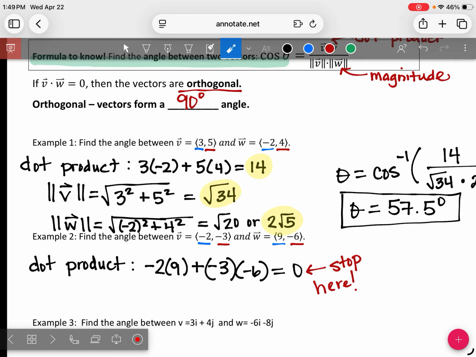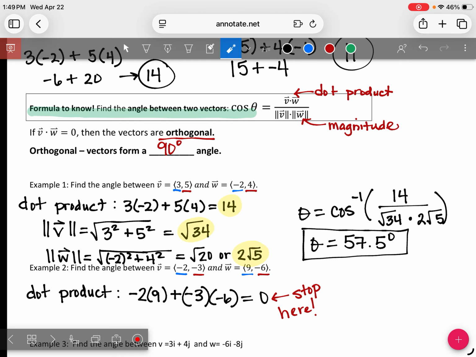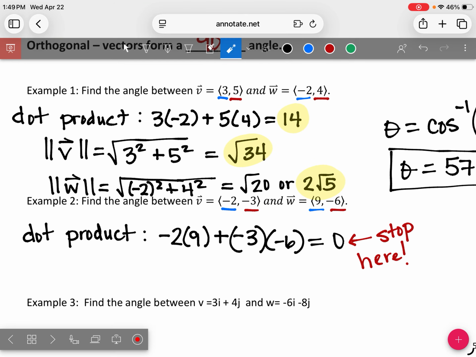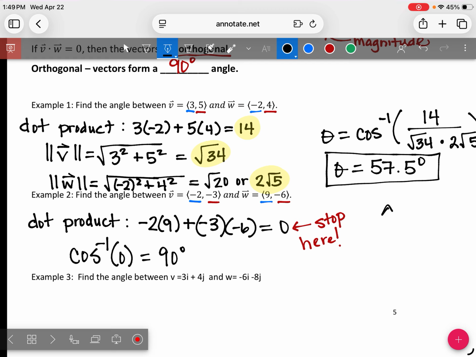Because when you take 0, and if I divide 0 by anything, it's going to give me 0. So if my numerator is 0, that means that I'm taking the inverse cosine of 0. And the inverse cosine of 0 is 90 degrees. So that's the angle. So that tells me that vector V and vector W, again, they come together and form a right angle. So my answer is 90 degrees.